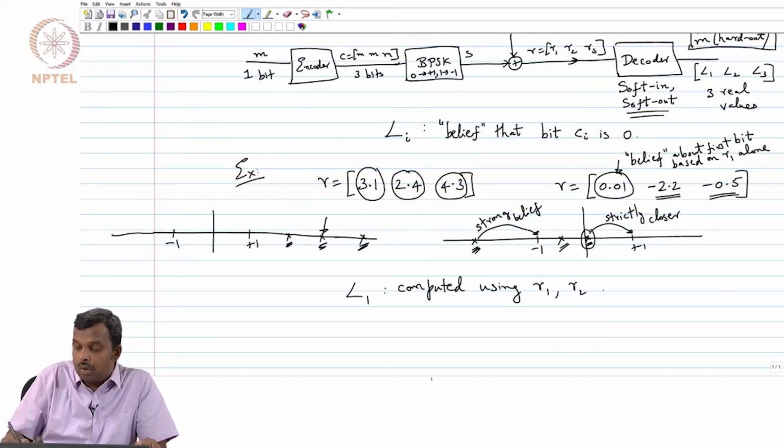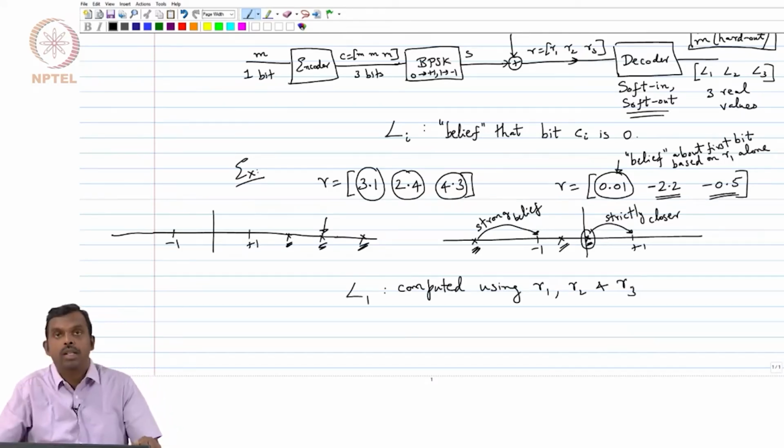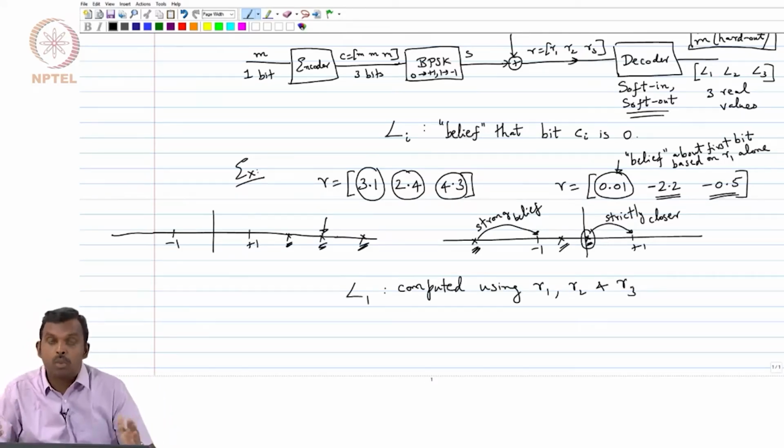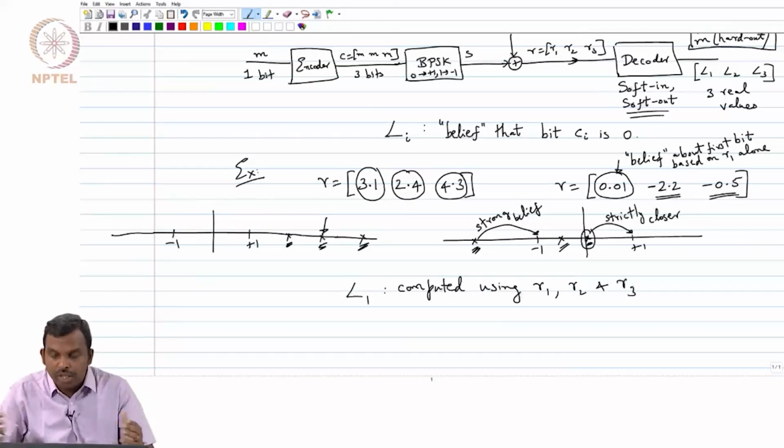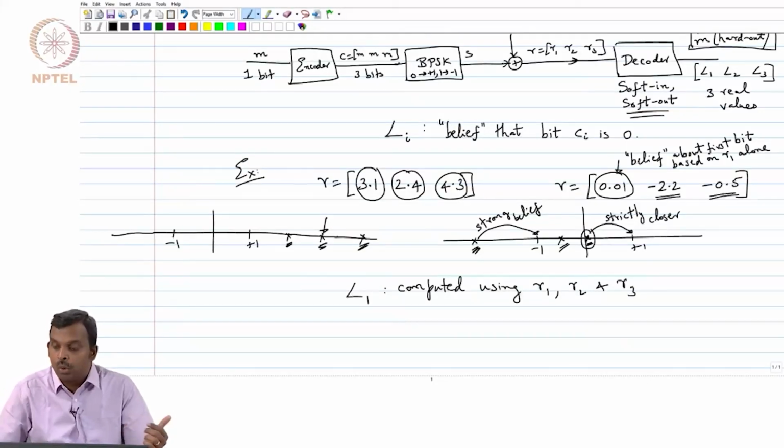from R1, R2 and R3. Okay. R1 tells you directly what it is for the first bit, but then the second bit and third bit are also the same. So, you need to figure out how to combine R1 and R2 and R3 to tell you about L1. Okay. So, now how to do this combination? There is lots of intuition that one could use and maybe directly decide. It turns out, I will give you the answer first and then I will tell you how to derive this.